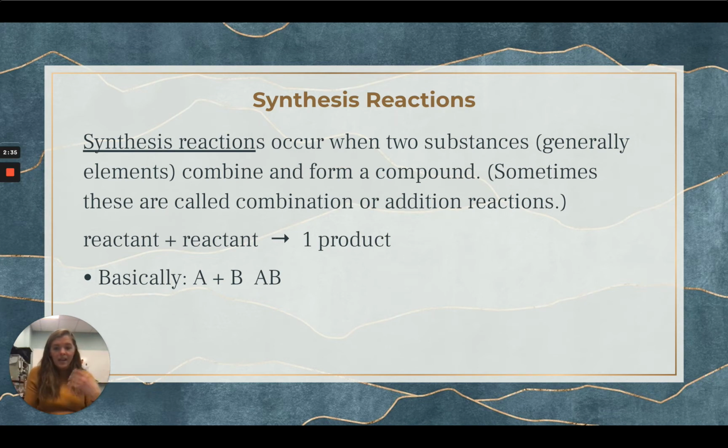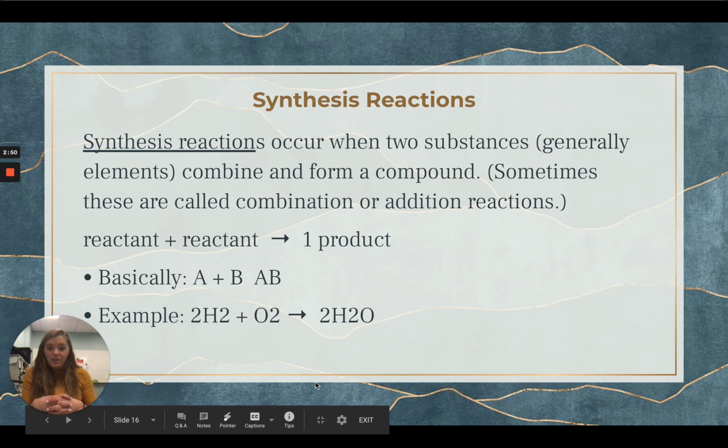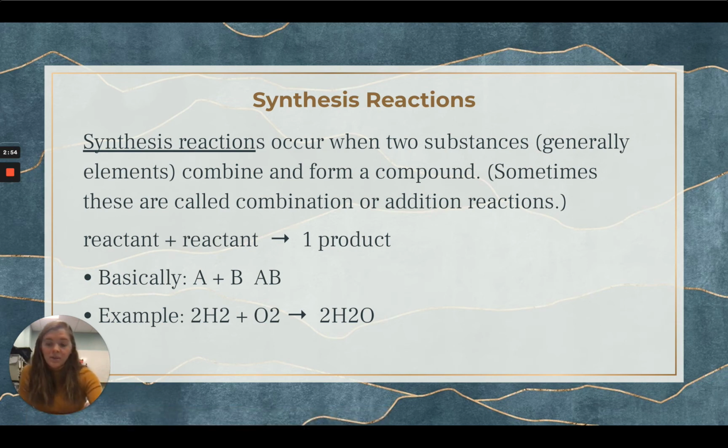Then you have A and B coming together to make AB. There should be a little mini arrow right here. So, for instance, we could have 2H2 plus O2 yielding 2H2O. So taking H2, reacting it with O2, bringing them together to make H2O, one product coming from 2 reactants. So the synthesis reaction is the easiest type of reaction in my opinion, or one of the easiest ones.